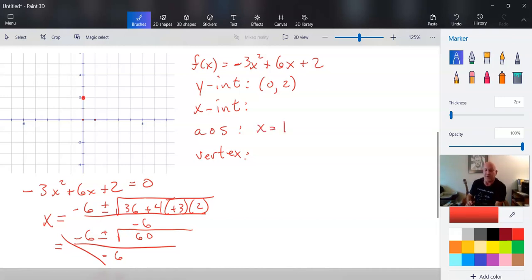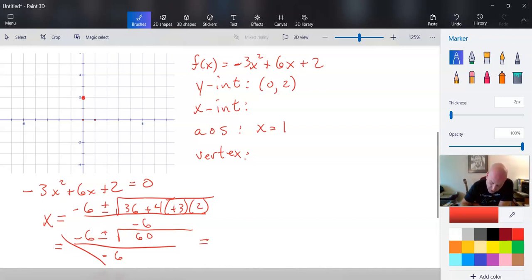Sorry, I said negative 1. I forgot about the 6 in the denominator. That's part of the reason I don't like to deal with a being negative, because I always forget about the denominator. Okay, now for the rest of this, we have to simplify the square root of 60.